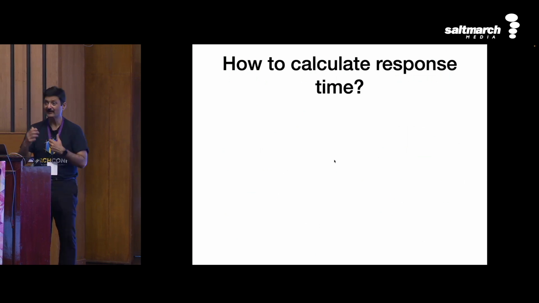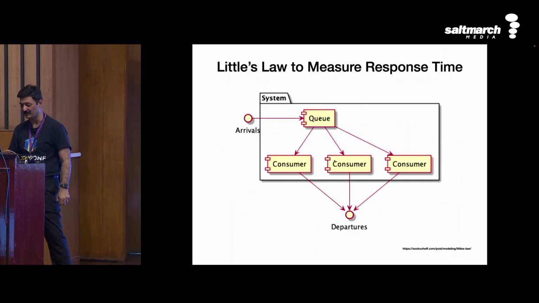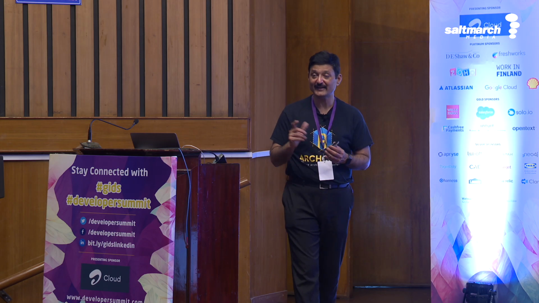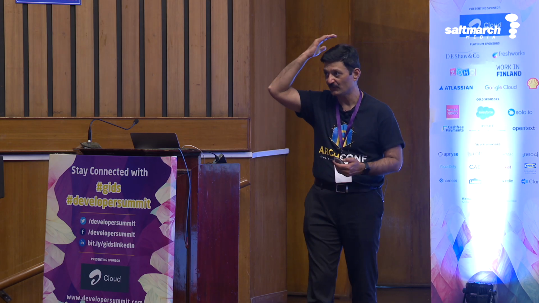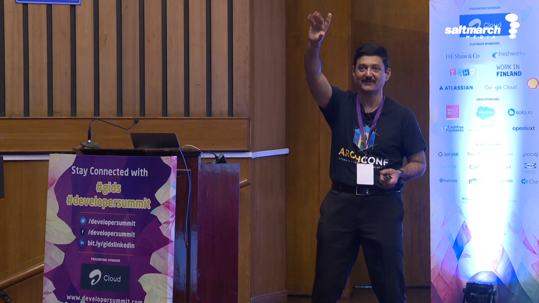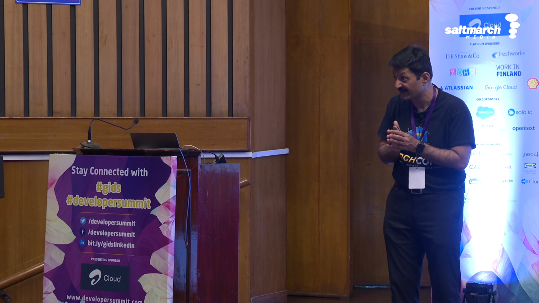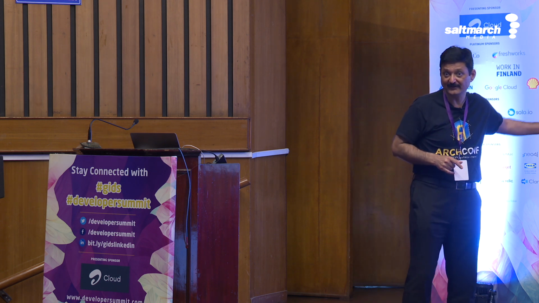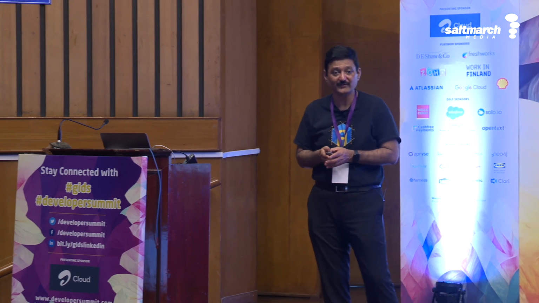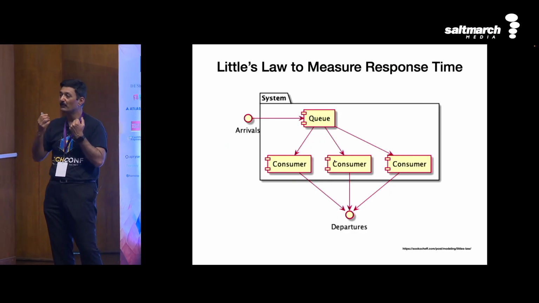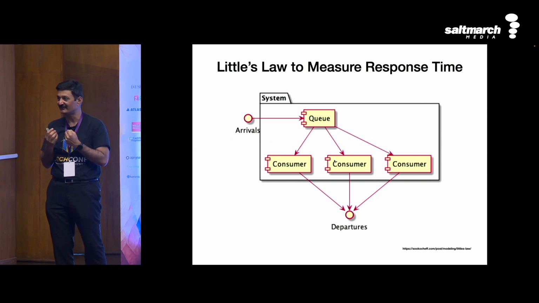Now, how do we calculate all these response times? That's an important thing. In that case, you can use Little's law. If you go to a barber, or if you're going to a restaurant, there is a wait time, yes? They tell you what the wait time is. How do they calculate the wait time? They use Little's law. So what you do is, there is a queue which is getting created, and there are consumers who are pulling from the queue and processing it, yeah?